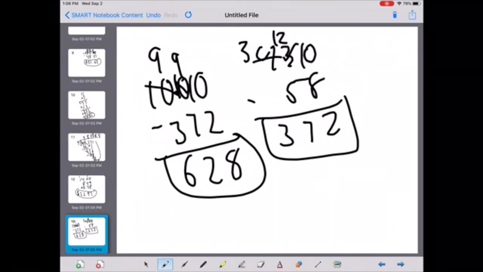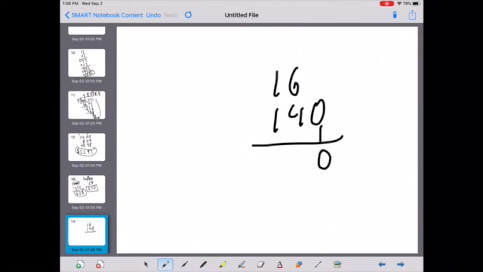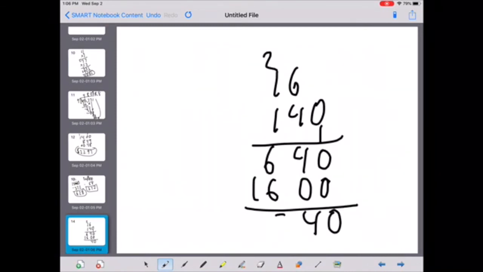Number 26, parentheses next to each other means multiply. I'm going to do 16 times 140. 0 goes straight down. Sometimes that's helpful, sometimes it's not, but we go like this. 4 times 6 is 24, carry the 2. 4 times 1 is 1 plus 2 is 6. This 0 had carried down, so I add a 0 for the tens place. 1, 6, add, and get 2,240.